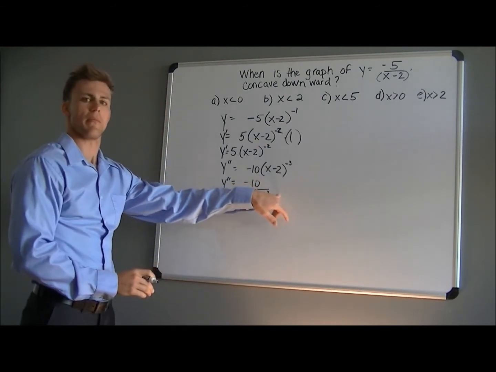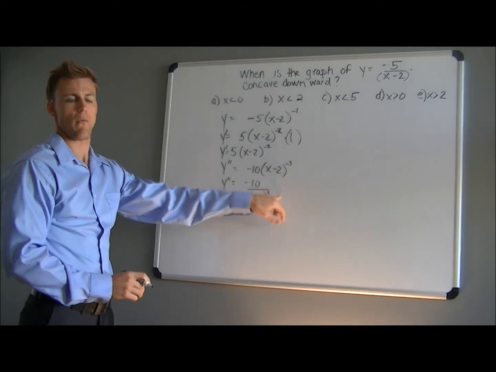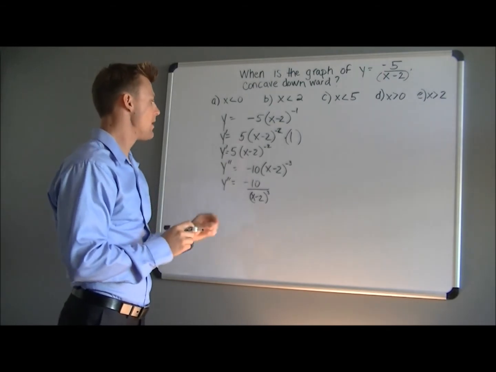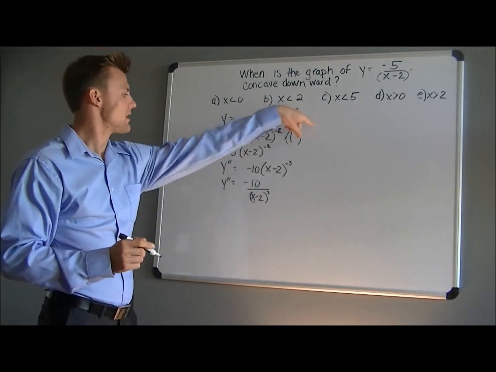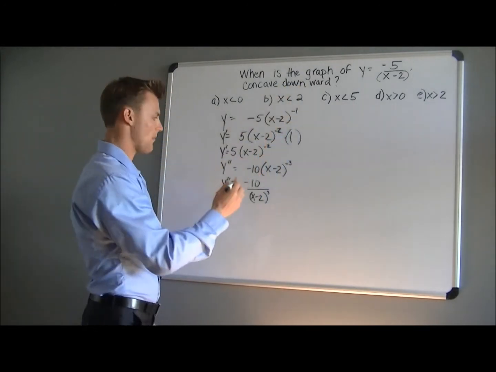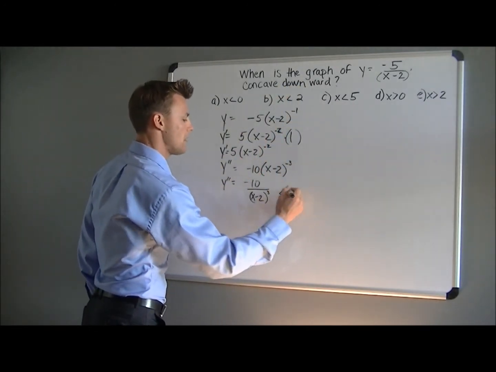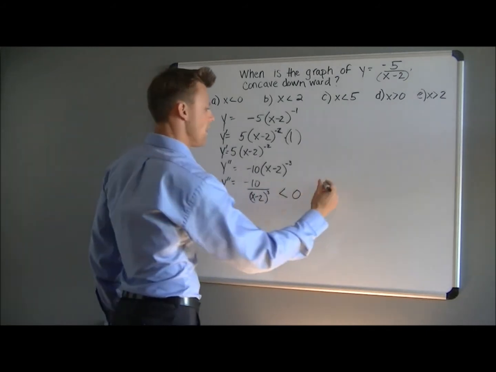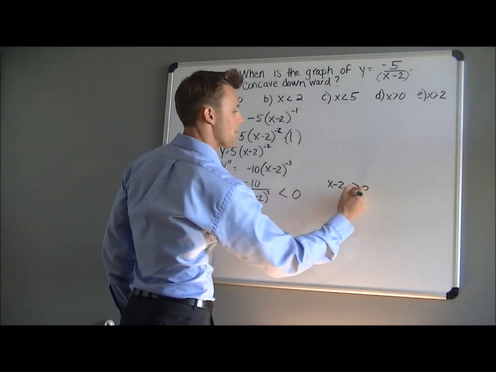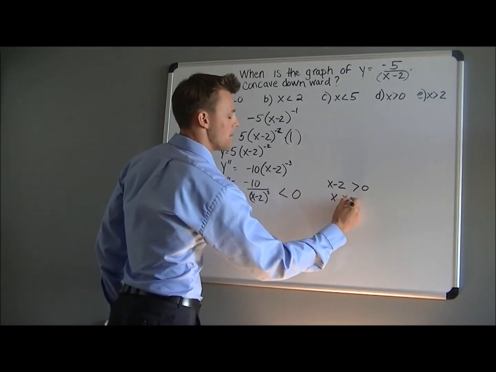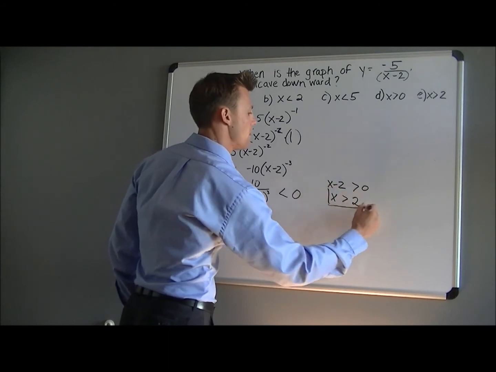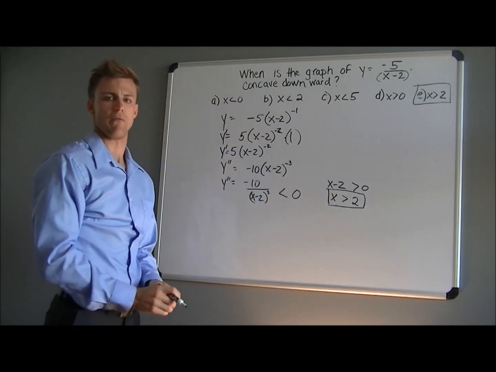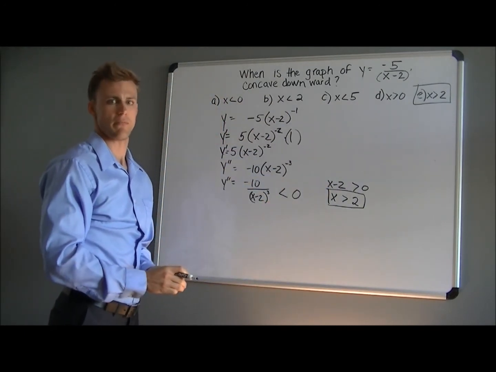If you remember from the previous video, this is exactly what we got for y double prime after probably twice as much algebra. So, solving it still, we know that it's concave downward when the second derivative is less than 0. This fraction is less than 0 when this denominator is positive. Therefore, x minus 2 must be greater than 0, and x must be greater than 2. That is a solution, and that is the same answer we arrived at with the previous method of doing this problem.